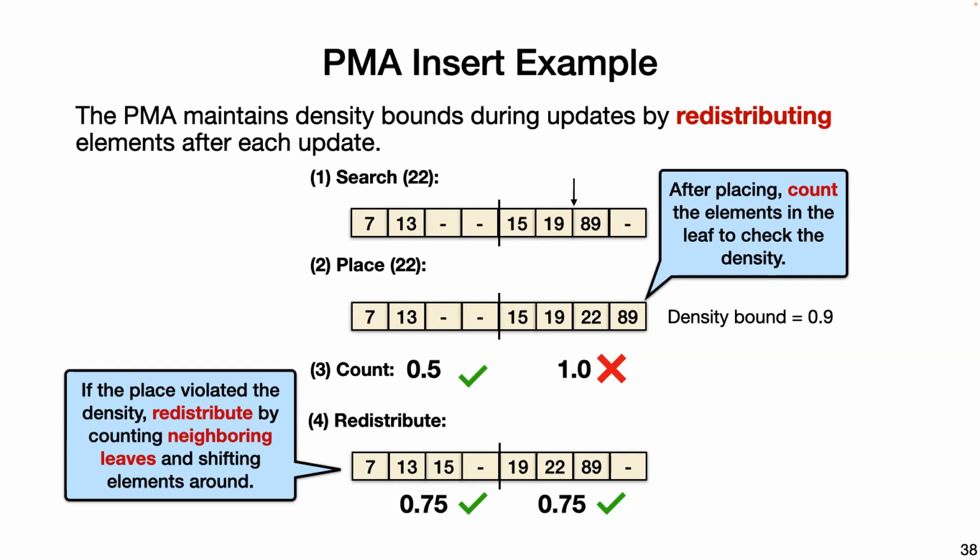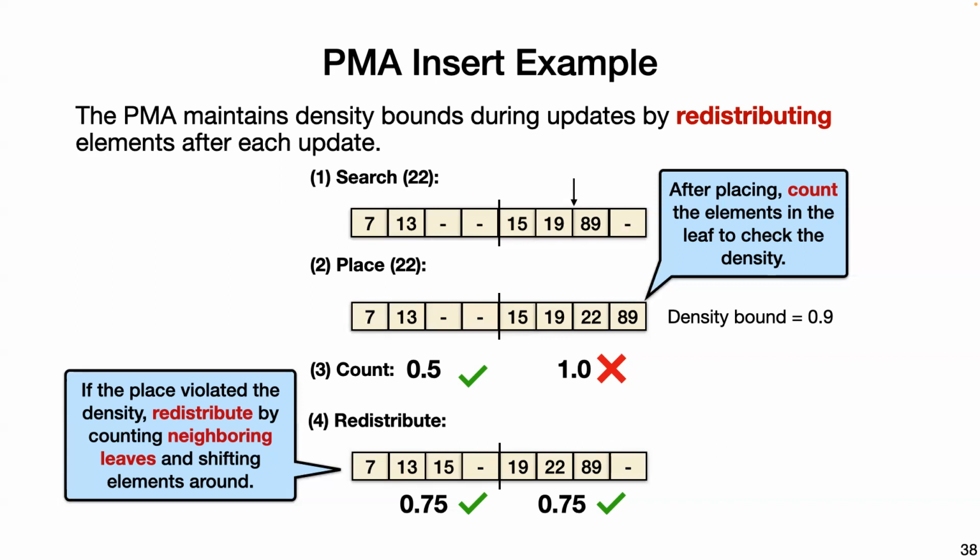You would put 22, and you're always guaranteed to have at least 1 space based on the density bounds. And then here the density bound is 0.9. It happens to, like in this example. And so you would count every leaf. So you count this and you see that the density is 1. And 1 is greater than 0.9. So this violates your density bound. So you have to redistribute the elements from right to left to maintain density in both. So now once you move 1 from right to left, the density becomes 0.75 in each leaf.